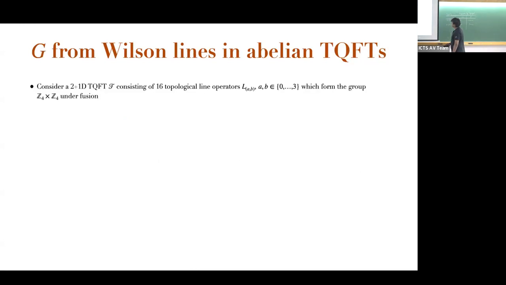So suppose we have a 2+1D TQFT with 16 line operators. I give you the spectrum of 16 line operators, and the fusion of these line operators, which I'll call L_AB, where A and B run from 0 to 3. The fusion is just given by the Z4 times Z4 group. So we have an abelian TQFT. We have to choose a fusion group, and we choose it to be Z4 times Z4, with fusion given by Z4 times Z4 group multiplication. This is the explicit choice of the lines and their fusion.